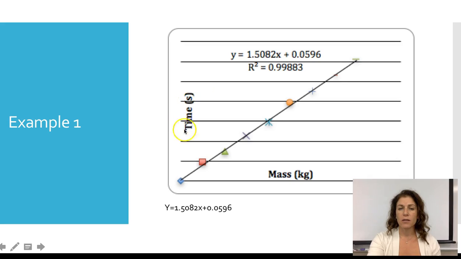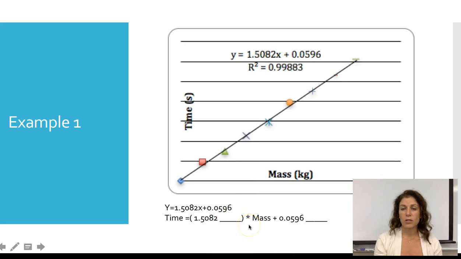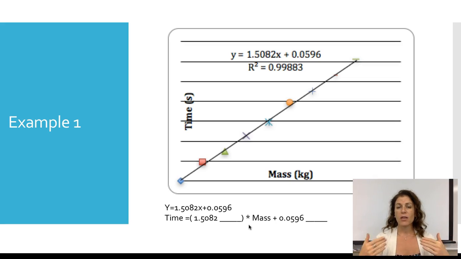So y is time and x is mass. So you rewrite the equation with those words instead of the x and the y. It's very simple. Notice I left some blanks here. These blanks are spaces for units, and I just usually do this in 2 separate steps. So you want to write out the equation with the words in first, then all coefficients need units on it. So time doesn't need a unit, mass doesn't need a unit, but the coefficients do.